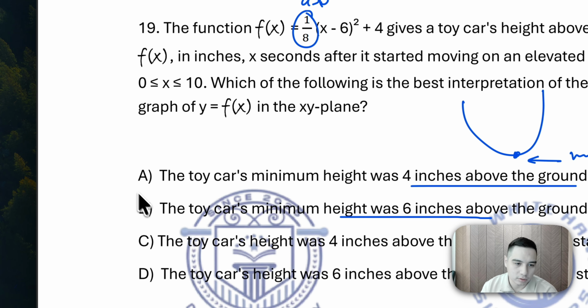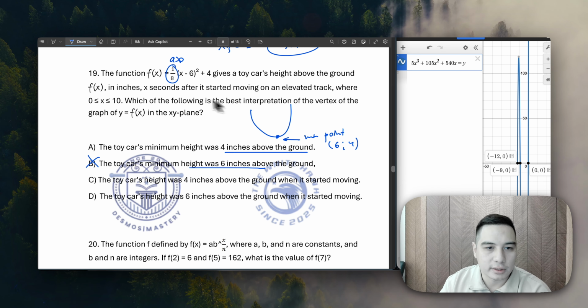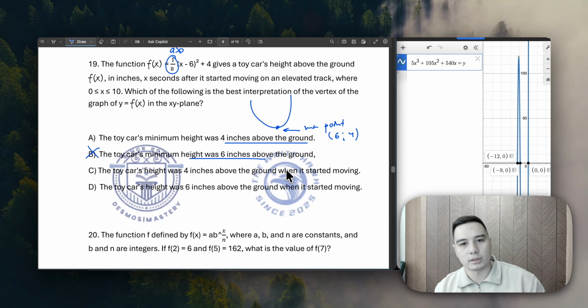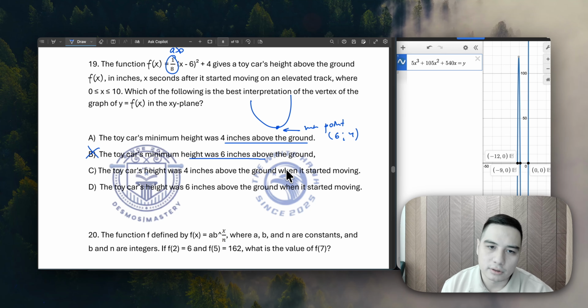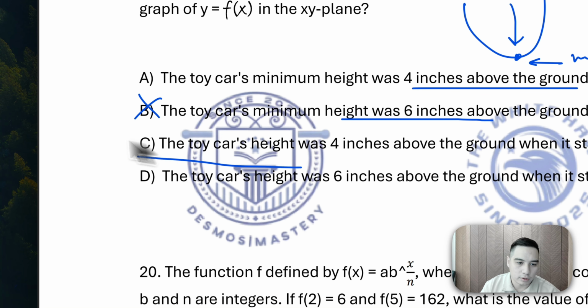No, that's not true, because we are talking about the y-axis, and x is time, and the 6 is about time. The toy car's height was 4 inches above the ground when it started moving. When it starts moving, we don't know, because it's not always about the point when it starts moving. The vertex is always the middle point of the parabola. That's why I suppose no.